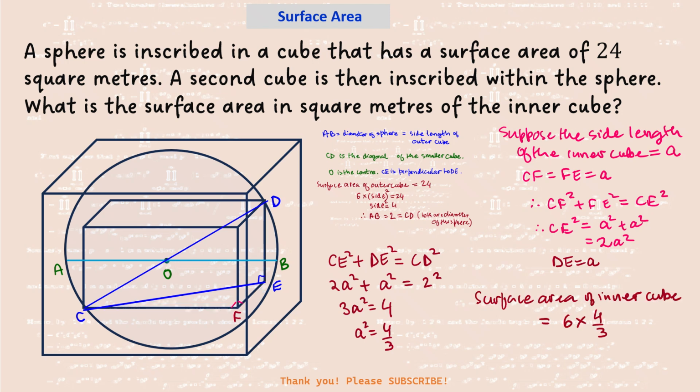So therefore the surface area of the inner cube would be 6 times 4 out of 3. So the answer is 8 square meters.